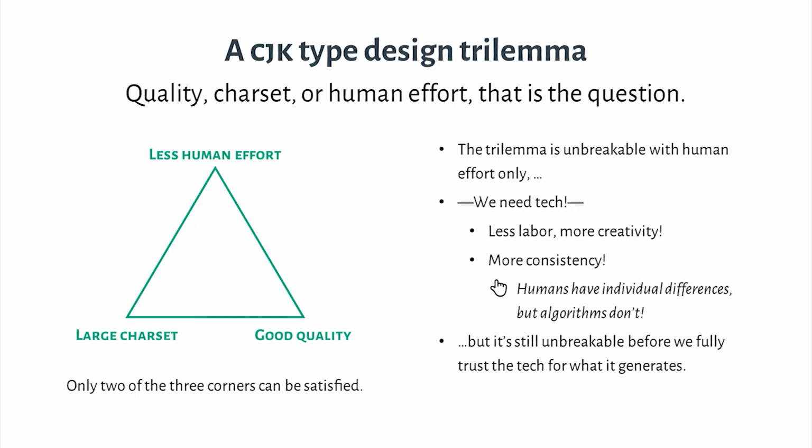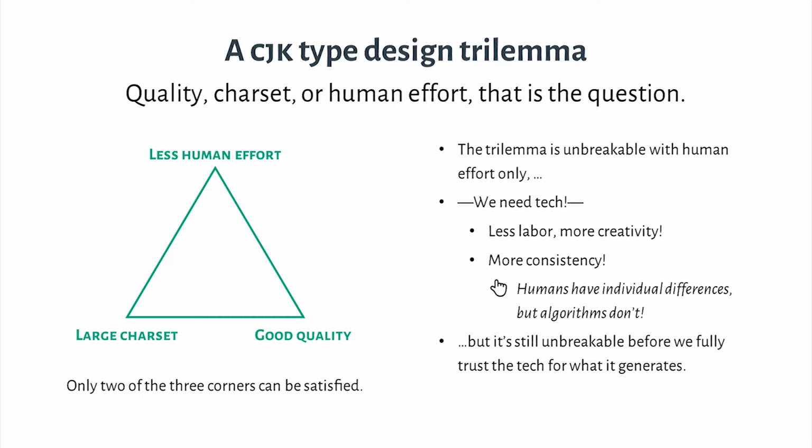Again, designing CJK typefaces is hard. To sum up, it's a trilemma that you can't satisfy all three aspects at the same time. We want the typeface to be of good quality and also cover a large character set, but the cost of human effort will also become high. This part of human effort is, in some sense, the non-creative human effort that we want to avoid in the creative type industry. As long as we create the shapes with human effort only, the trilemma will be unbreakable.